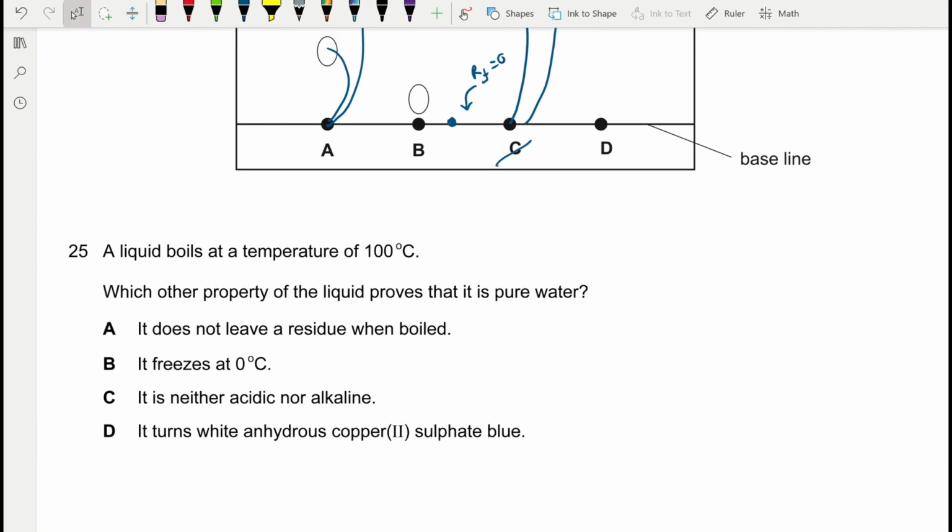Question 25. A liquid boils at a temperature of 100 degrees Celsius. Which other property of the liquid proves that it's pure water? Again, purity can be measured by the boiling and melting points, and the substance must boil and melt at a fixed temperature, the temperature of the standard. Standard pure water boils at exactly 100 degrees Celsius and freezes at exactly 0 degrees Celsius. So B is the answer.